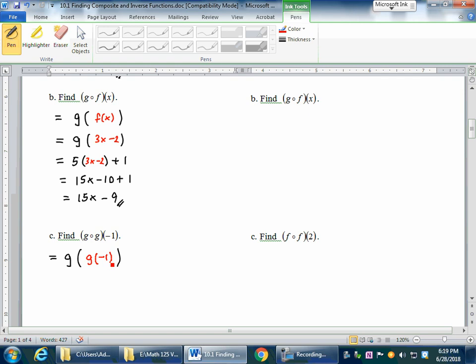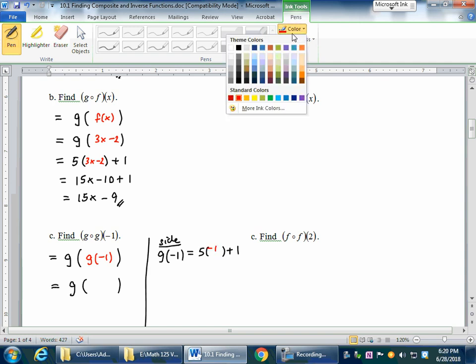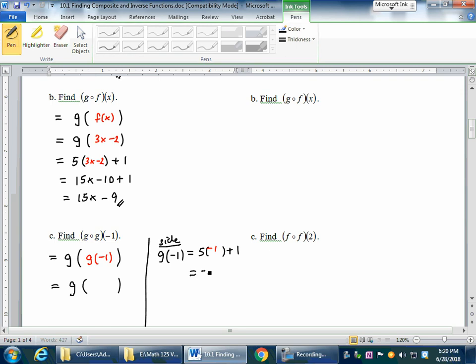So like before, to make everything nice and neat on the writing part, we're going to evaluate this g of negative 1 on the side work. So what is g of negative 1 equal to? The g function formula is 5 times the input plus 1. In this case, my input is negative 1. So that helps us get negative 5 plus 1, which is negative 4. Now we know that g of negative 1 is equal to negative 4.